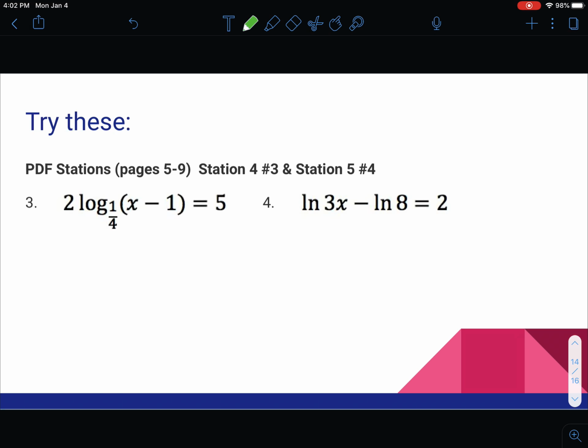Okay, I would like you to try these 2 problems. They are from station 4 and 5, problem 3 and 4. Go ahead and write these down or just do them right in your packet and then pause me and then we can check our answers together.